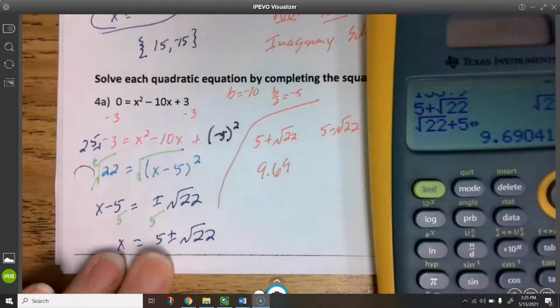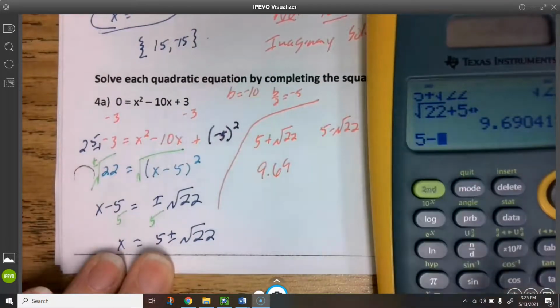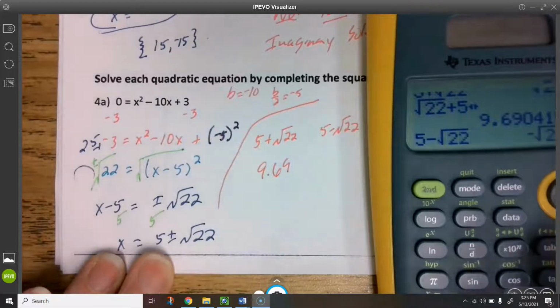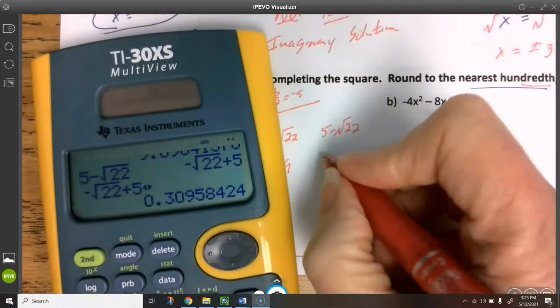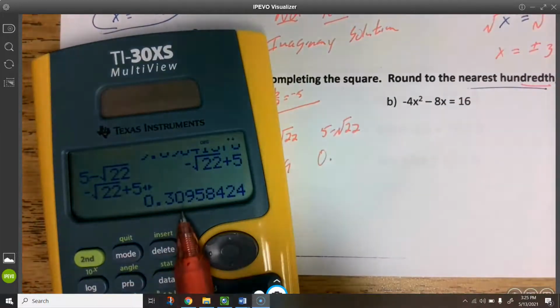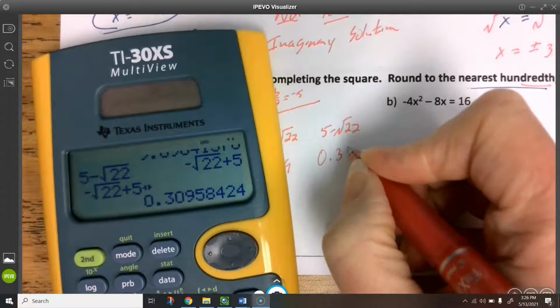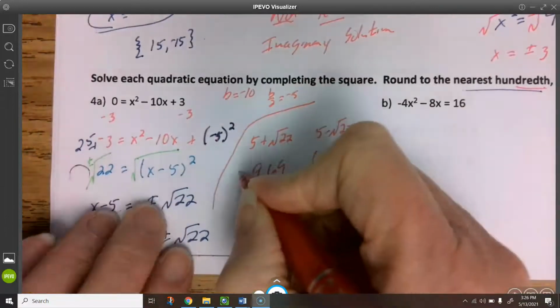And then we take 5 minus the square root of 22. Hit the toggle button, and we get 0. Okay, so look at this, we're rounding to hundredths. So it's the 0, look one behind it. That's a 5 or above, so we give it a shove, so that's 3.31. These are our 2 solutions.